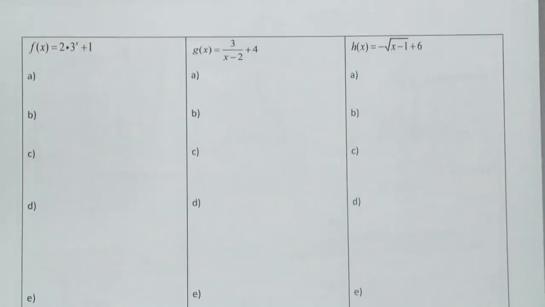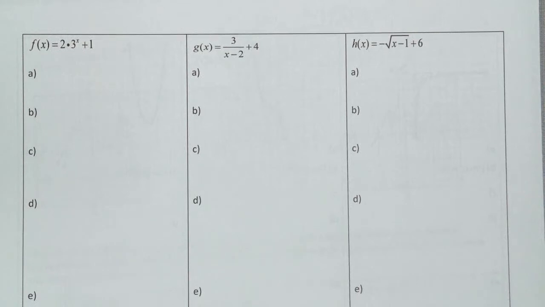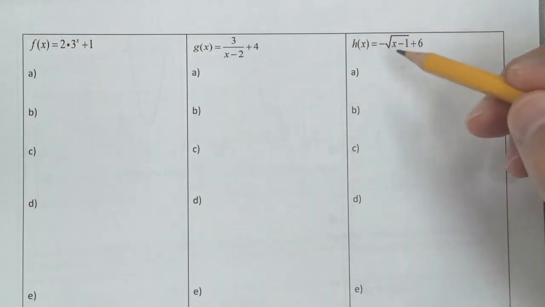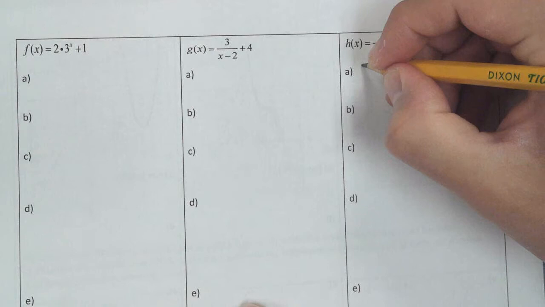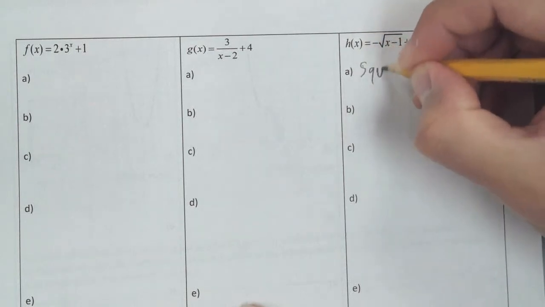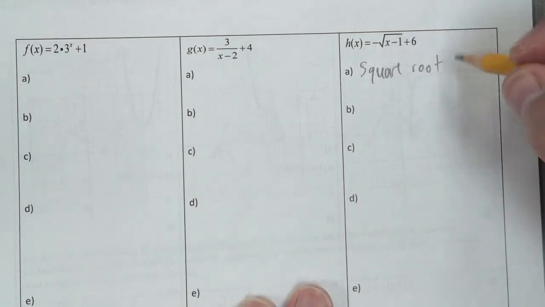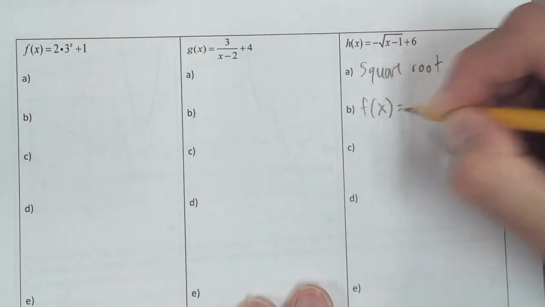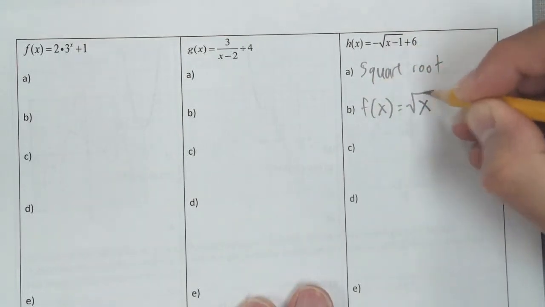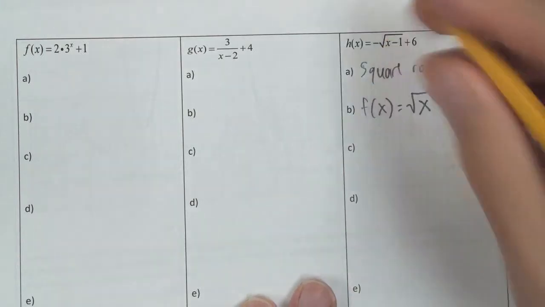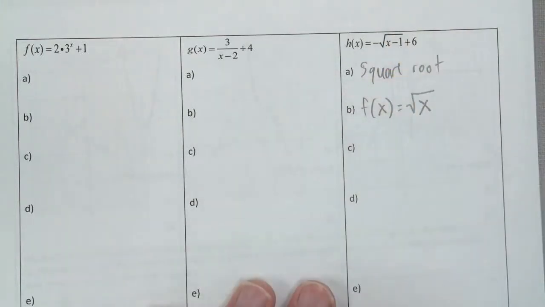All right, let's do this. Identify the parent function. This is a square root. B, write the equation. This is f of x equals plain old square root of x. That's my normal operation. I can see it right there.